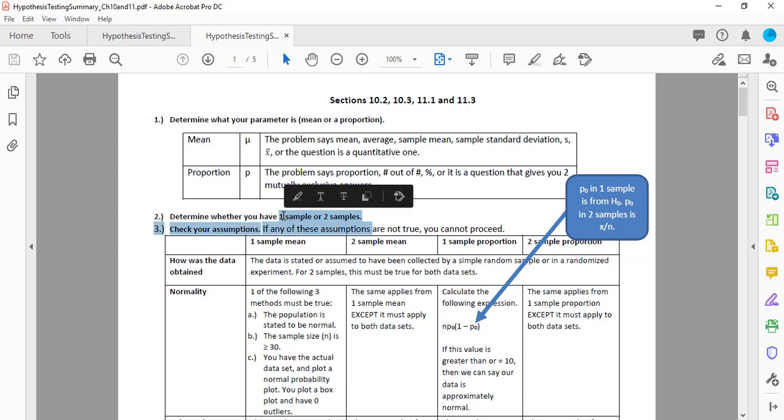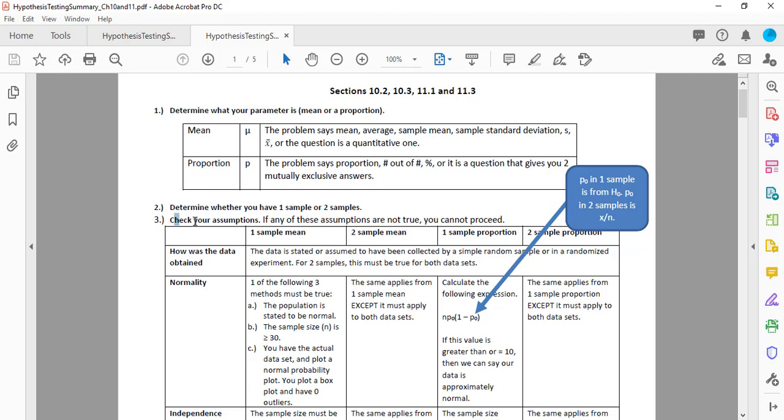Next, for the problems, you need to determine whether you have one sample or two. So one sample, you're looking at one group of individuals and you're comparing that to a mean or a proportion that's already stated. Two samples, you're looking at two groups of individuals, and you go in saying at the very beginning that the two groups are the same. So the means are the same or the proportions are the same.